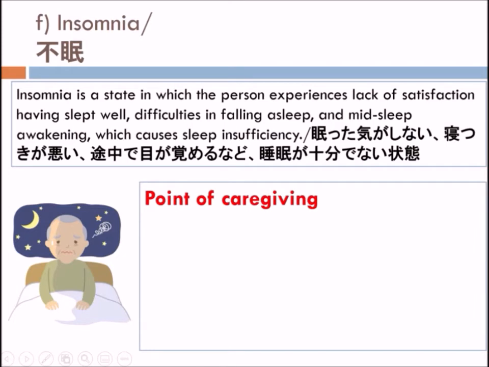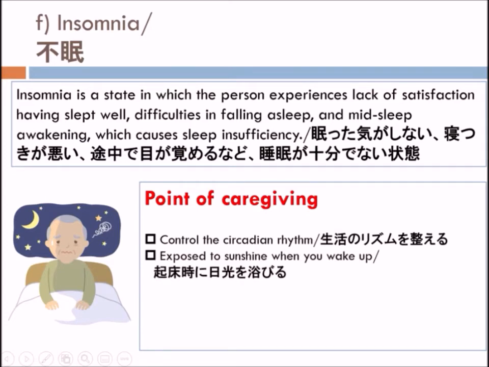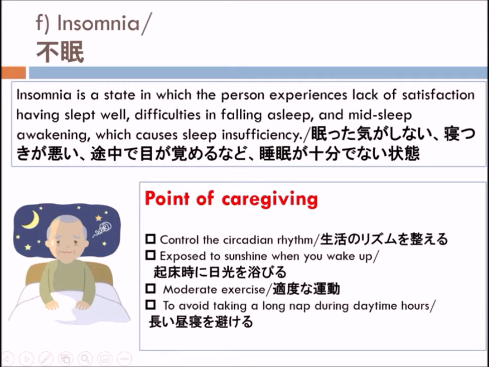Point of caregiving. Control the circadian rhythm. Expose the user to sunshine when they wake up. Moderate exercise. Avoid taking a long nap during daytime hours. Adjust the living environment. If the user is having difficulties in daily living, cooperate with the medical staff.